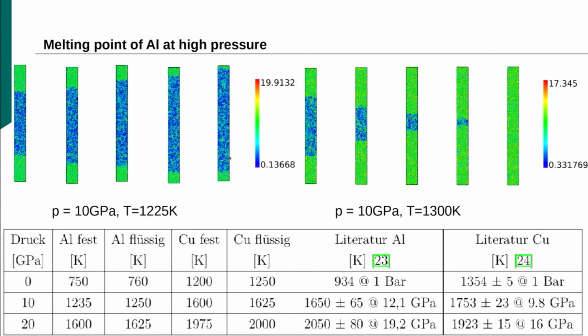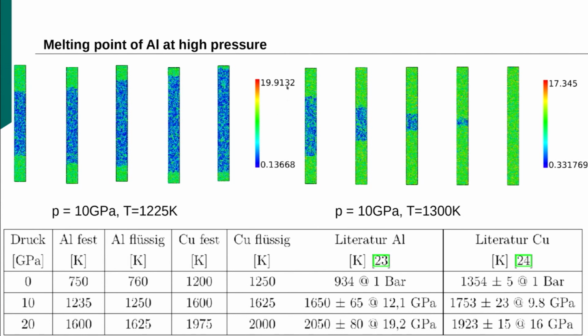It grows. No, that's strange. Must be other way around. That's a crystalline region here. So the crystalline region grows and the molten region decreases. And then if you go, he did not make it too fine, 1300 Kelvin, it goes in the other direction, so the molten region increases here.